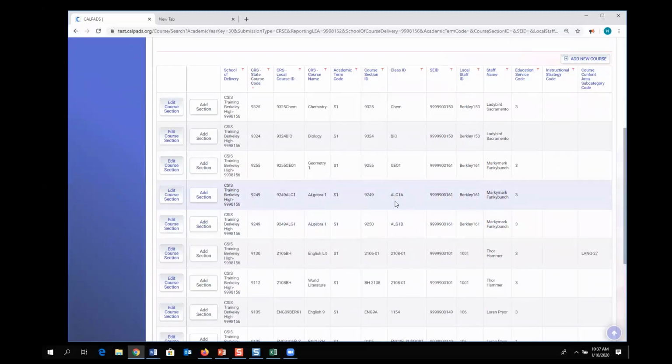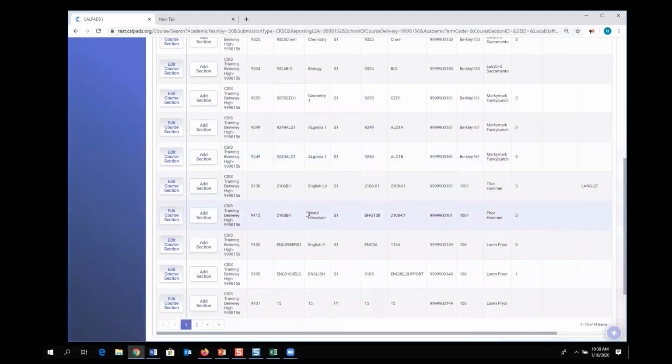And then the class IDs are different, which indicates that different groups of students receive this instruction. So if you had a teacher that was teaching the same subject over different periods, this is how it would be represented in CalPADS. And then this is a math teacher, of course, that's the theme here. Marky Mark Funky Bunch also has a geometry class that is taught. And again, the course section ID and the class ID here are different. So these would be three different periods.